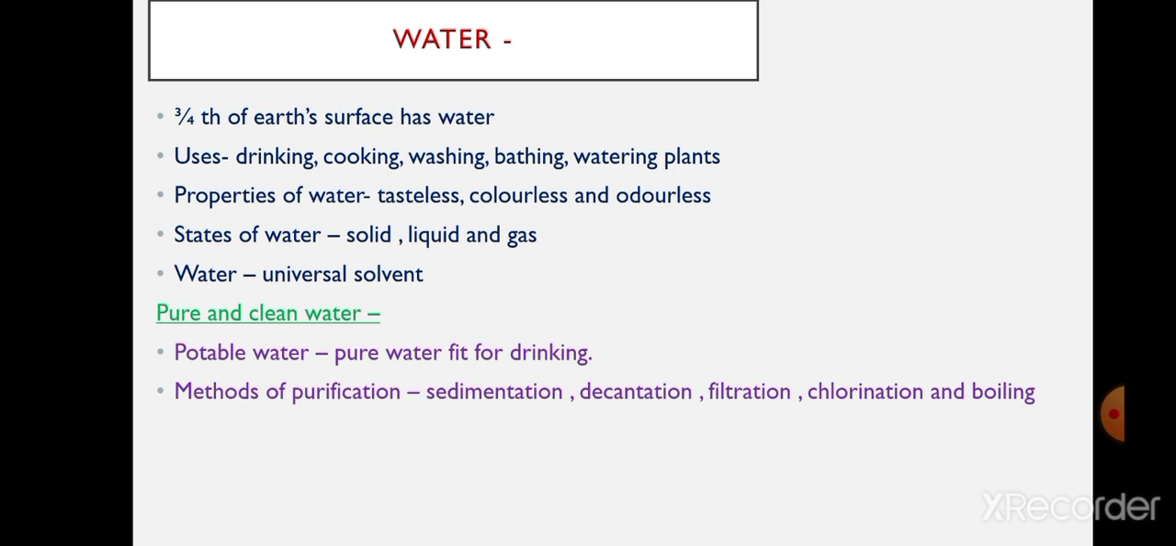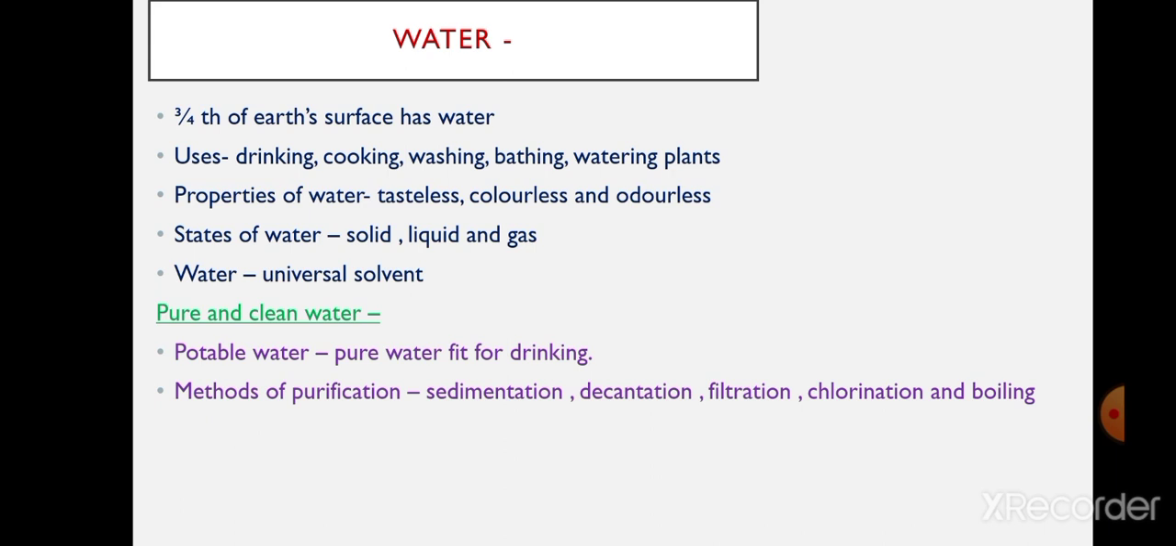Pure and clean water. We all need water for what purpose? For drinking purpose and to do other works, right? Why? To live. But water in rivers, ponds or lakes is unclean and not fit for drinking. So we have to purify water before drinking it.